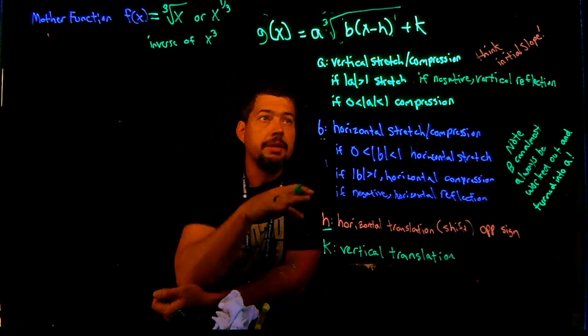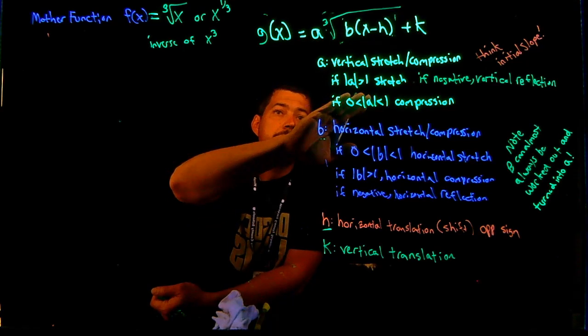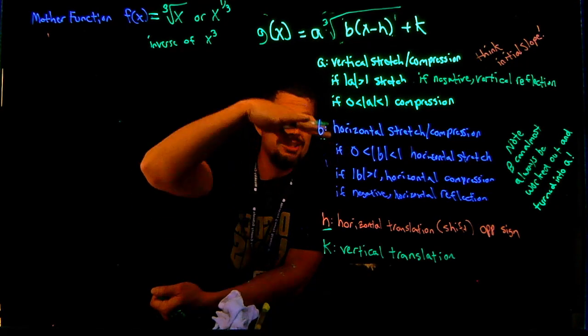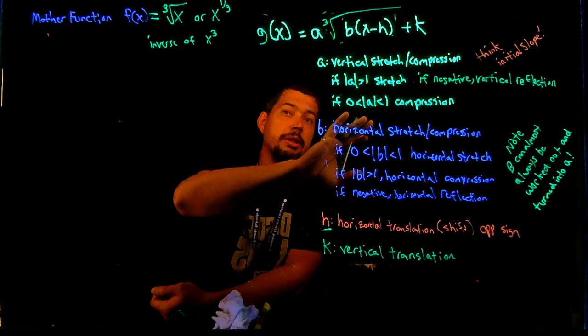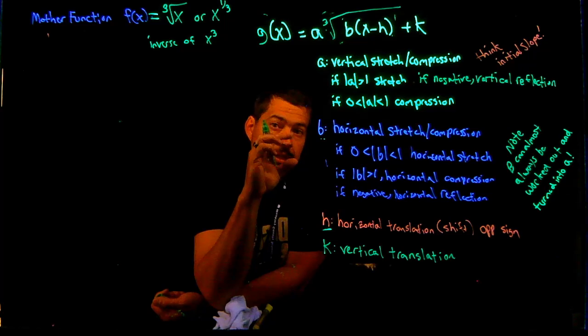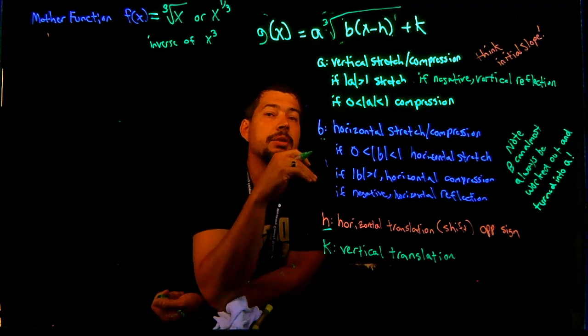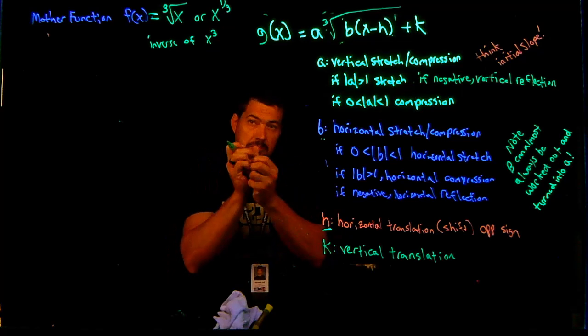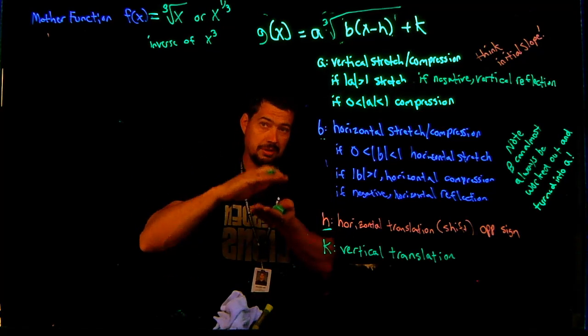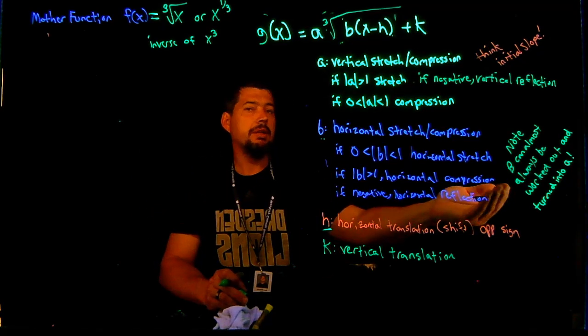Again, going over the stuff, a is the vertical stretch. If the absolute value of a is greater than 1, it is a stretch, which means it's going to get taller. If a is between 0 and 1, it is going to be a compression, which means it's going to get skinnier. B is the horizontal stretch, which would make it wider, and if you pull on something, you also make it shorter. And we have the same thing as we have done in the last videos.